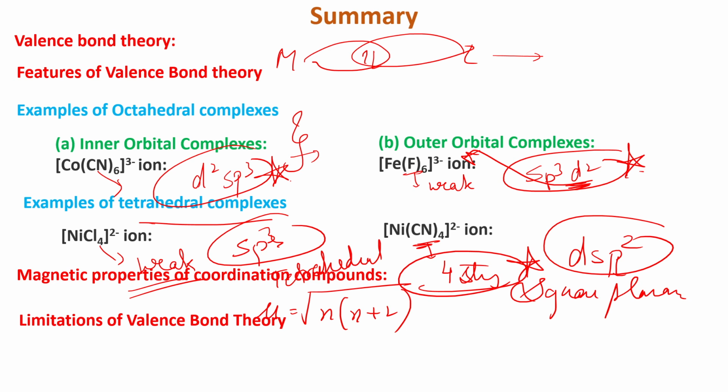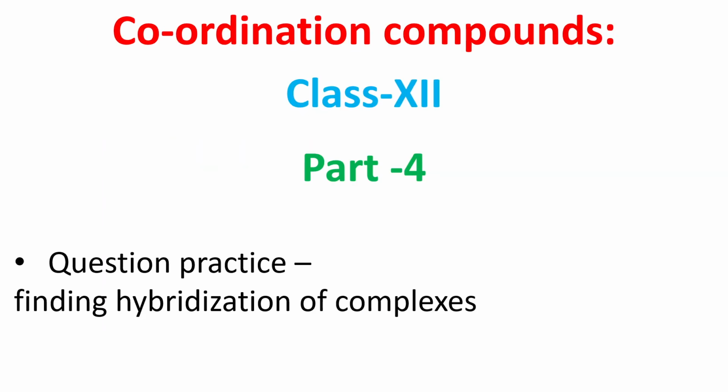We also discussed the limitations of the VBT: it cannot explain the color spectra, electronic transitions, why ligands are strong, and why ligands are weak. We'll discuss all this in the next video. Before that, we'll do some practice for finding hybridization of the complexes in the next video.